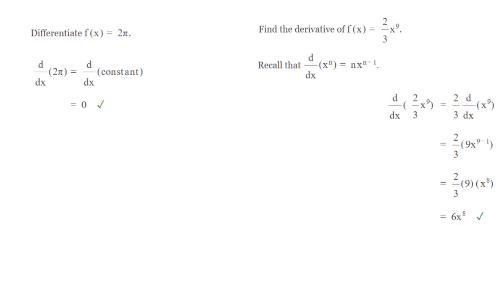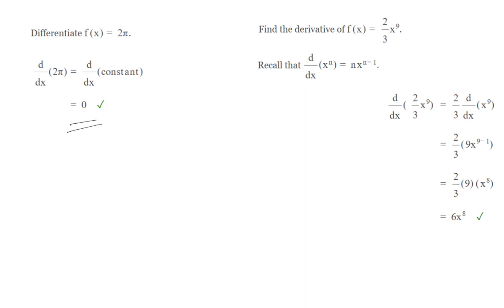Now look at the question. Differentiate f of x is equal to 2 pi. Now derivative of 2 pi is equal to derivative of a constant. 2 pi is a constant. Therefore the answer will be 0. Now look at the next question.